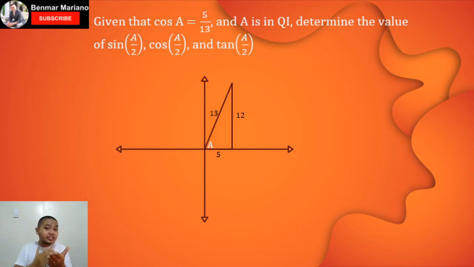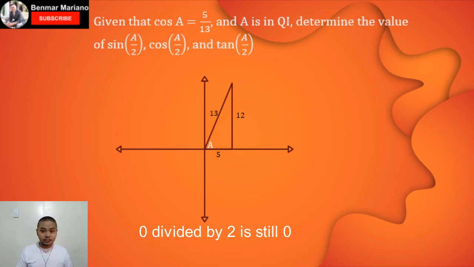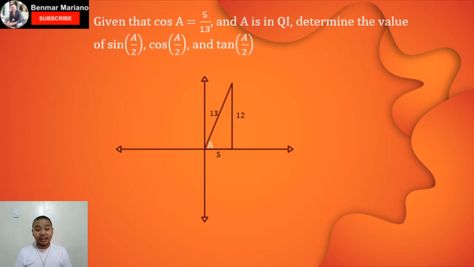Since A is in the first quadrant, that means that A is between 0 and 90 degrees, and we are identifying sine A over 2, cosine A over 2, and tangent A over 2. What we're going to do is divide that range by 2. So 0 divided by 2 is still 0, and 90 divided by 2 will become 45. Meaning that A over 2 is still in the first quadrant.